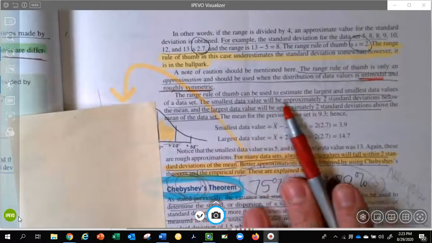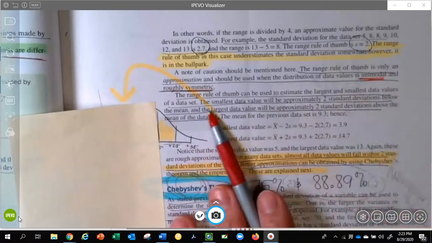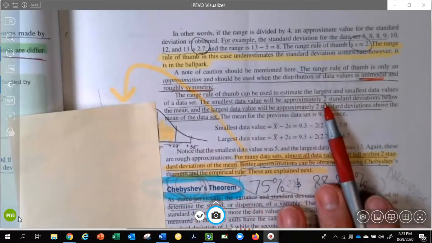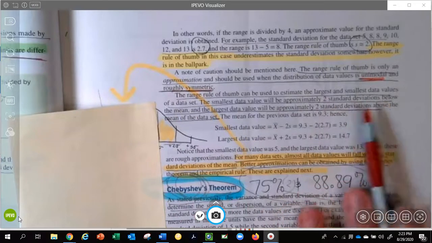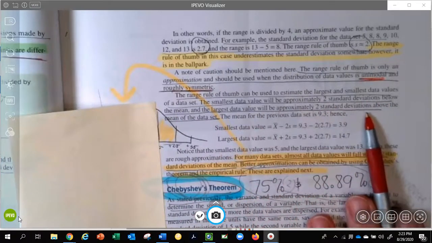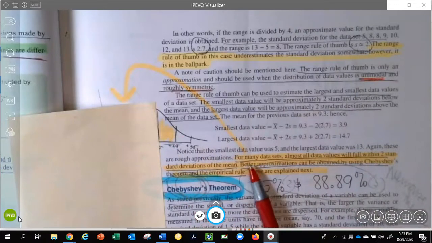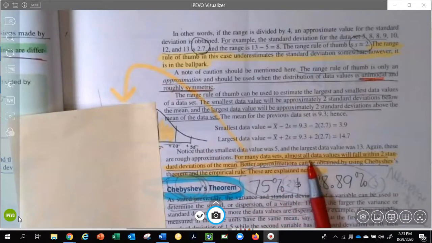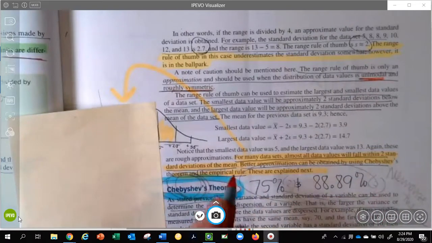The range rule of thumb can be used to estimate the largest and the smallest. The smallest is going to be approximately 2 standard deviations below, and the largest about 2 standard deviations above. For many data sets, almost all of the data values are going to fall within 2 standard deviations of the mean. That's going to lead us into this next part.